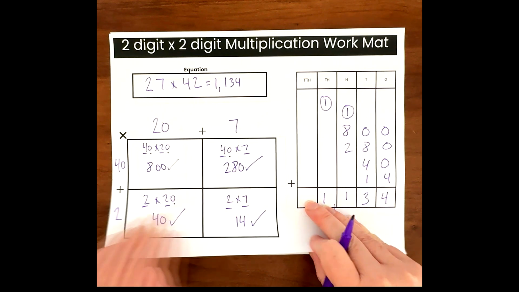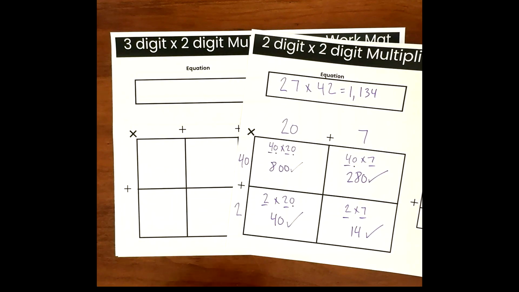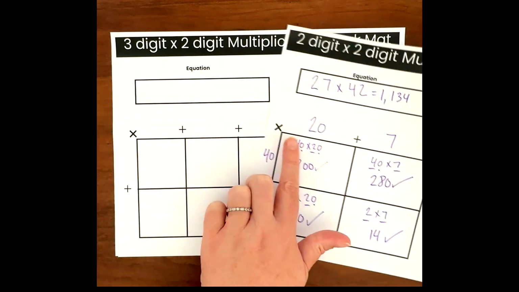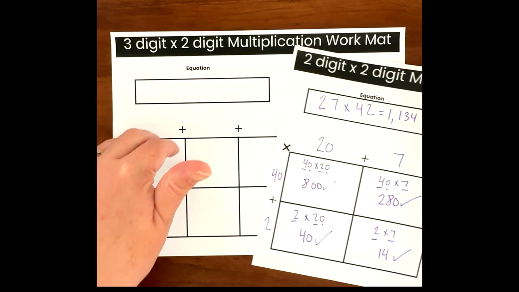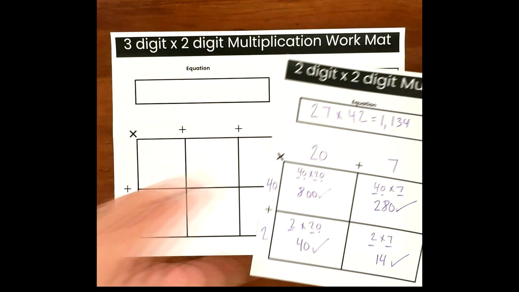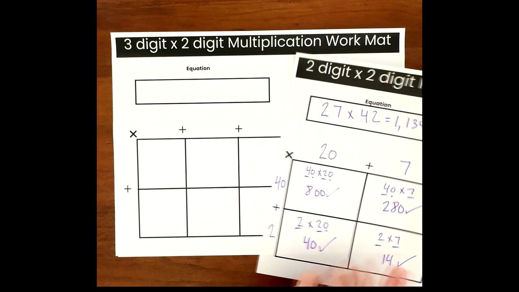I am not going to explain and show a 3 by 2 digit because I think you probably get the idea. First, we do expanded form, get it set up, and we follow the same procedure. Equation, equation, equation, equation, equation, equation, partial products, and add.